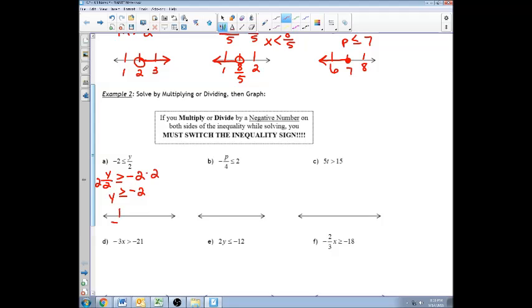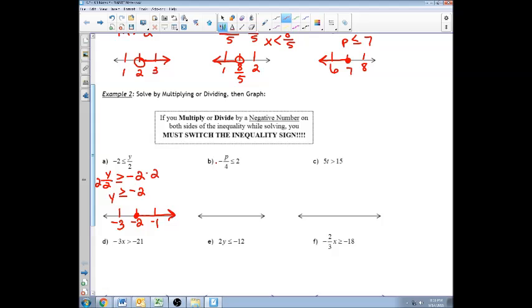This would be negative 3, negative 2, negative 1. The reason why the negative 3 is to the left of the negative 2, even though 3 is larger than 2, is that negative 3 is actually a smaller number than negative 2. And again, because it's a greater than or equal to, I'm going to go ahead and make a closed circle, follow my sign because my y is on the left.